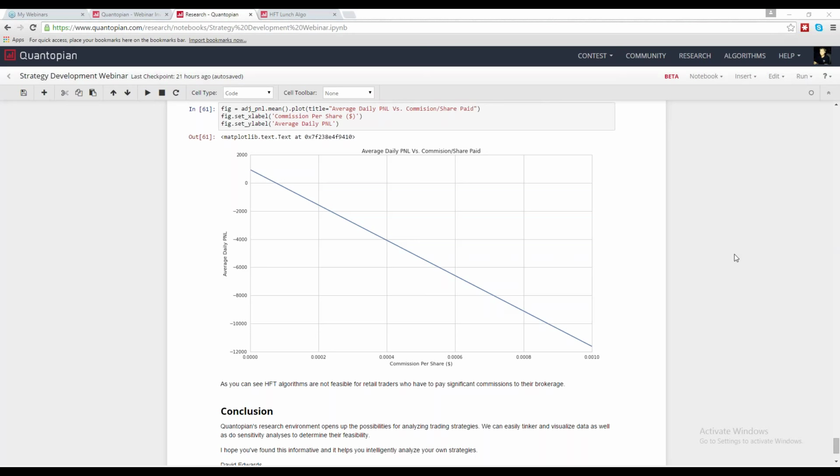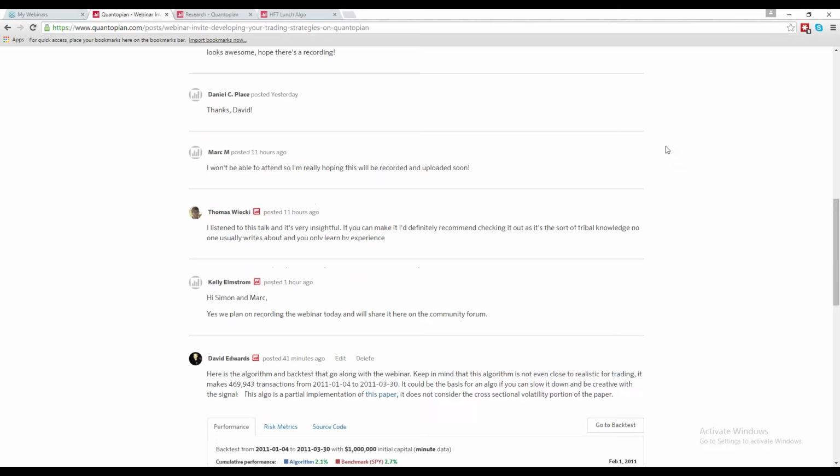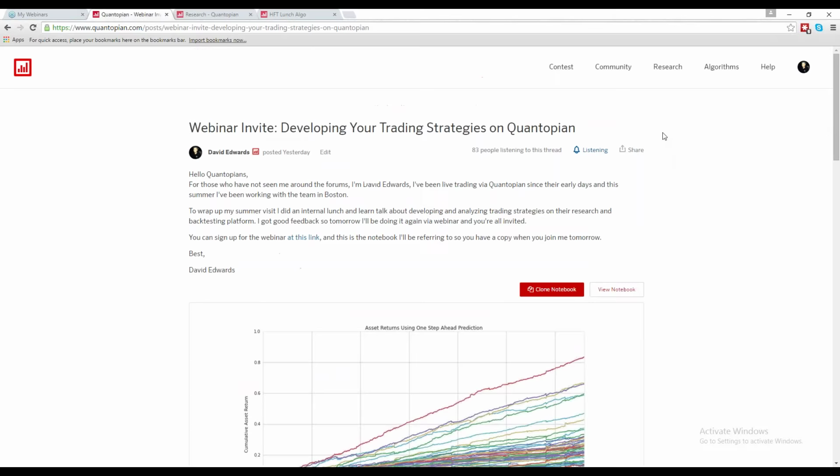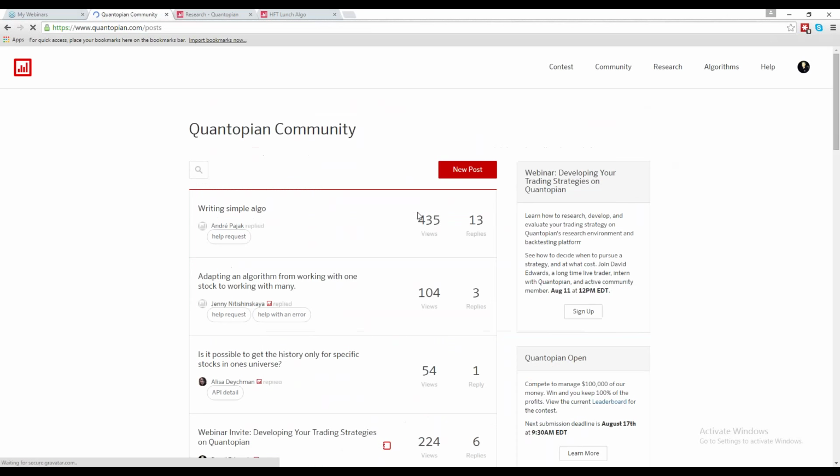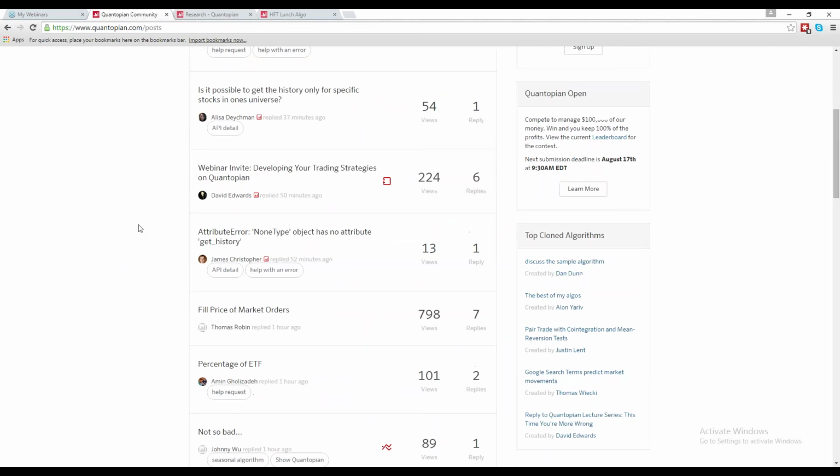So, resources to find algorithms. I would go to just quantopian.com. We've got the threads there, and go to the community section. There's always tons of activity on here, and people are always sharing algorithms.